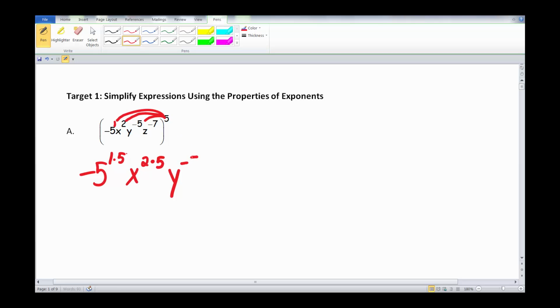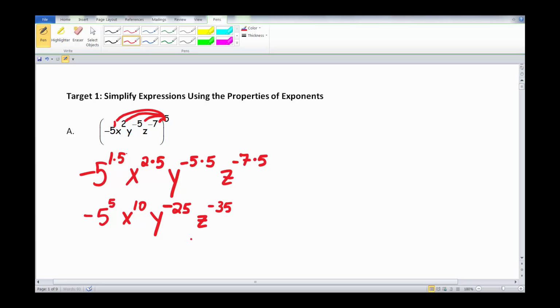So we have negative 5 times 5. Then for z, negative 7 times 5. So again, that's just our power to a power being raised to all of that fifth power. So when we do this, we have negative 5 raised to the 1 times 5, which is 5, as that exponent. For x, we have it raised to the 10th. For y, we have it raised to the negative 25th. For z, we have it raised to the negative 35th.